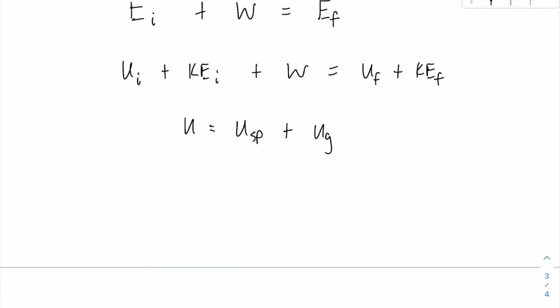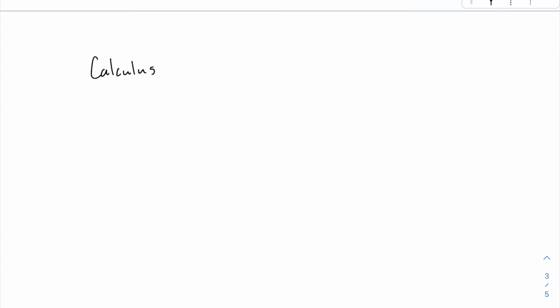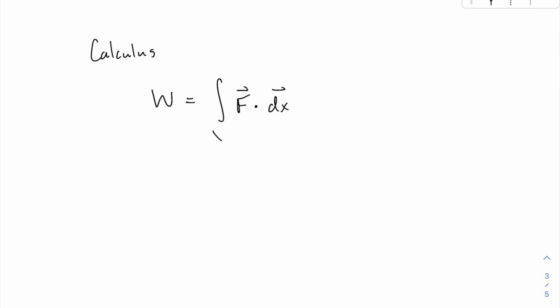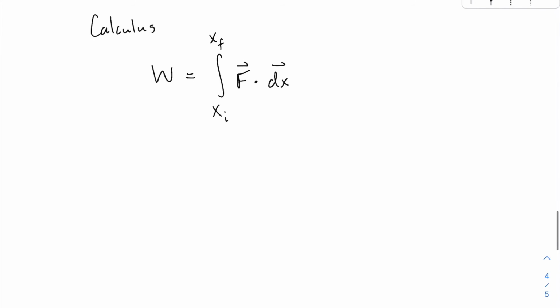And so next what we're going to do is find the work done by the spring using calculus. And this is really only for AP physics. So if you are in honors physics, then you can move on to the next video. So we're going to find the work done by the spring using calculus. And we know that work is equal to the integral of force dotted with dx. We're going to use the limits initial position x up to final position x.